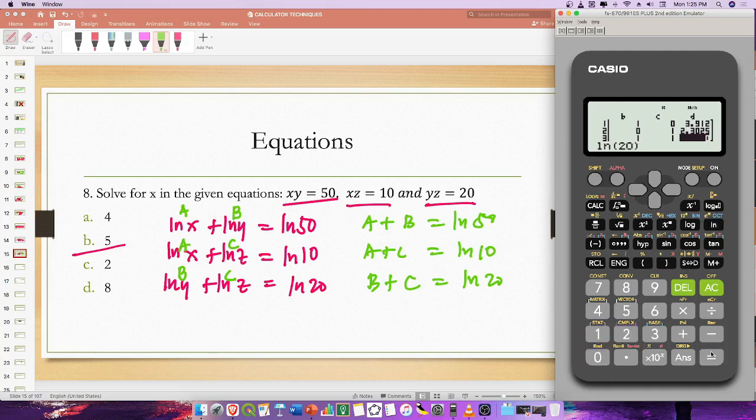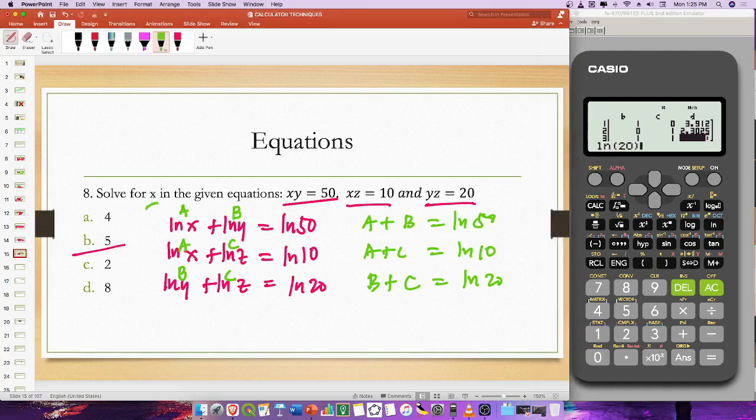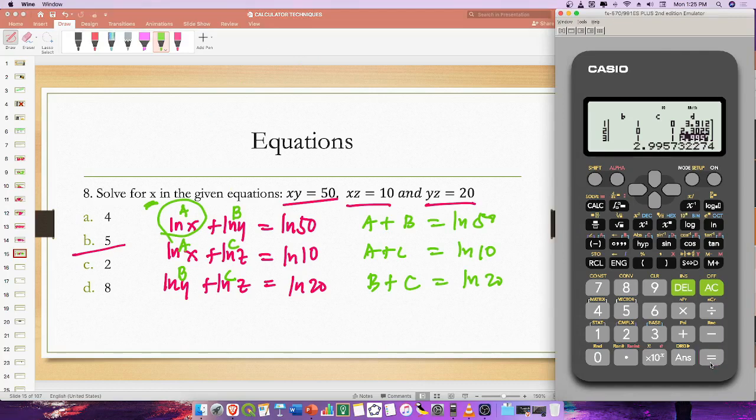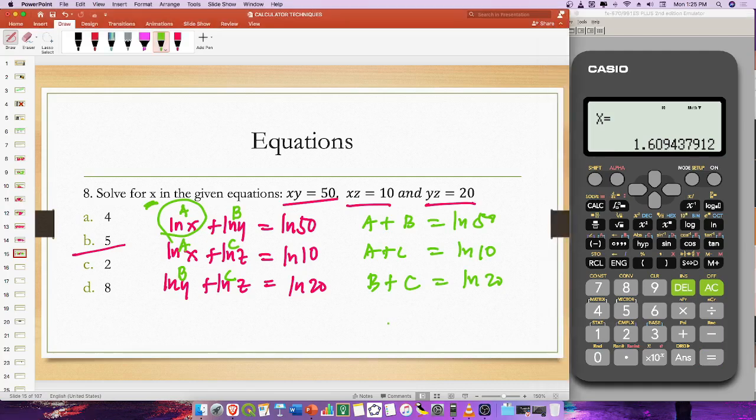Then press equal sign. Take note, we are looking for the value of x. Okay? So x is your A. So we will be solving for A. So press equal sign. So that is the value of your A. A is equal to 1.609. Do not erase this in your calculator. Okay? Don't erase it in your calculator.